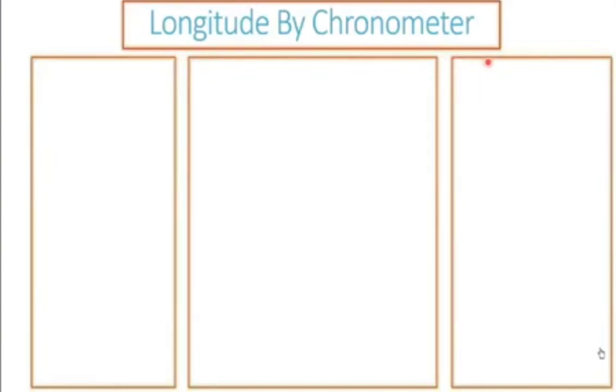As is clear from the name, this method tells us that we can obtain the longitude of the observer if we have the chronometer. Chronometer basically means GMT. So the name of the method tells us that if we know the GMT and we observe a particular body, or we take the sight of a particular celestial body, we will be able to obtain a longitude. So that is the essence or the meaning of the method, longitude by chronometer.